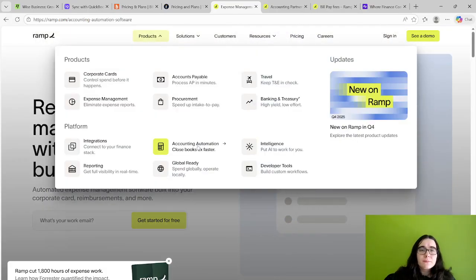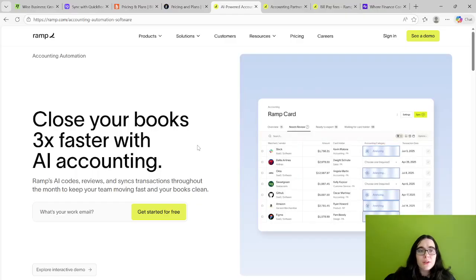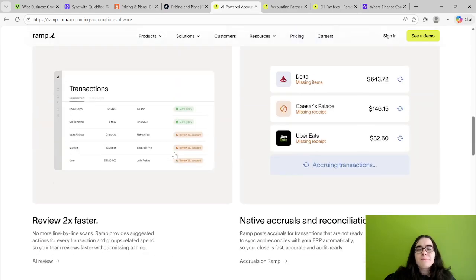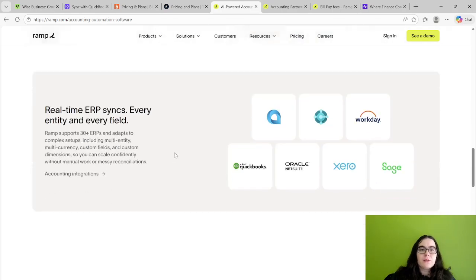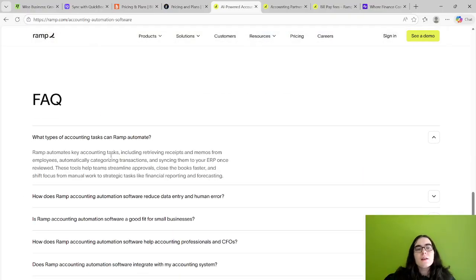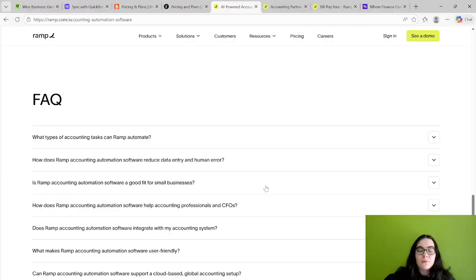They also have a lot of automation features. They claim you can close your books 3 times faster when you use their AI. So on their site, you can really look through all their features, similar to Tipalti. They basically automate routine accounting tasks. They can categorize transactions, sync them to your ERP. So really the main stuff you're looking for that can save you time and reduce errors.